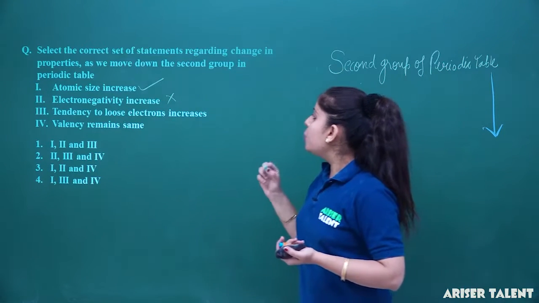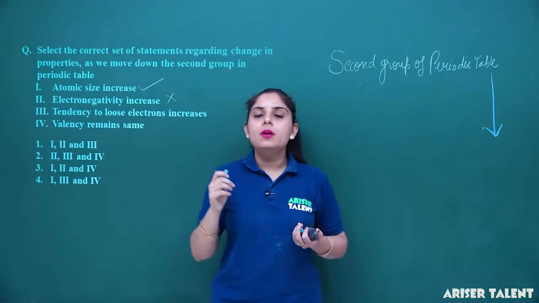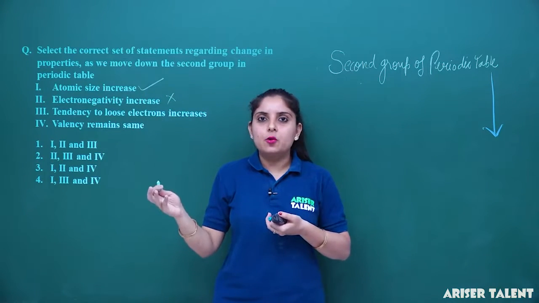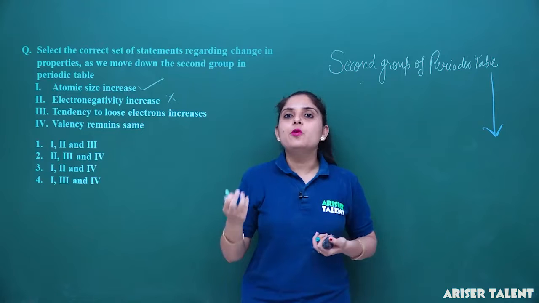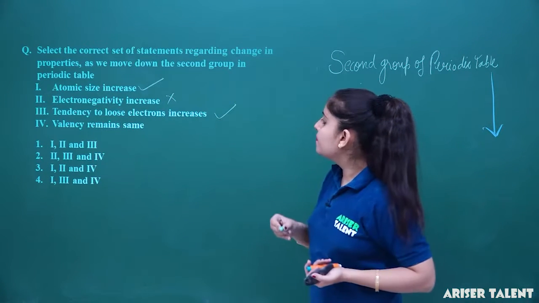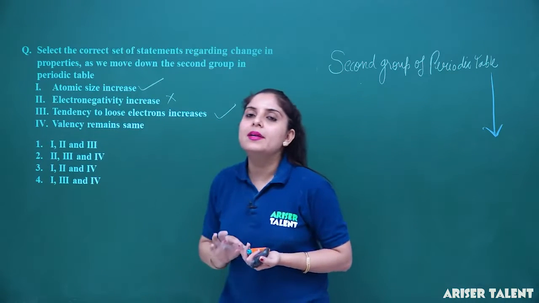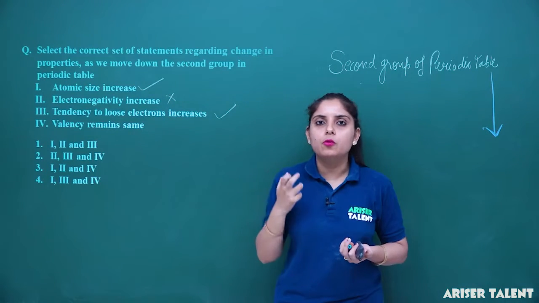Tendency to lose electrons increases. As we move in the second group down the group, we have fewer electrons in our outermost shell. So the tendency for losing electrons again increases. So this is the same. Valency remains same. Valency of the second group elements will remain same as we move down the group.